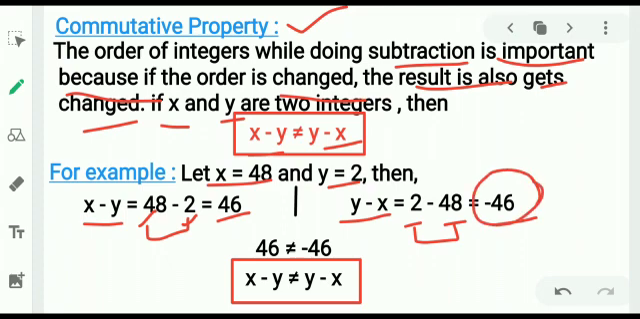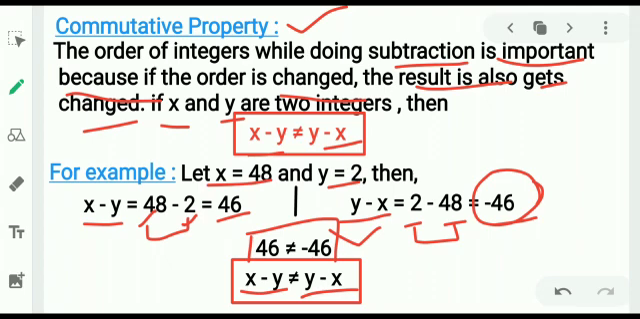And we know that 46 and minus 46 are two different numbers, so they are not equal. So we can say that the value of x minus y is not equal to y minus x. So we can say in properties of subtraction, commutative property under subtraction does not hold true.